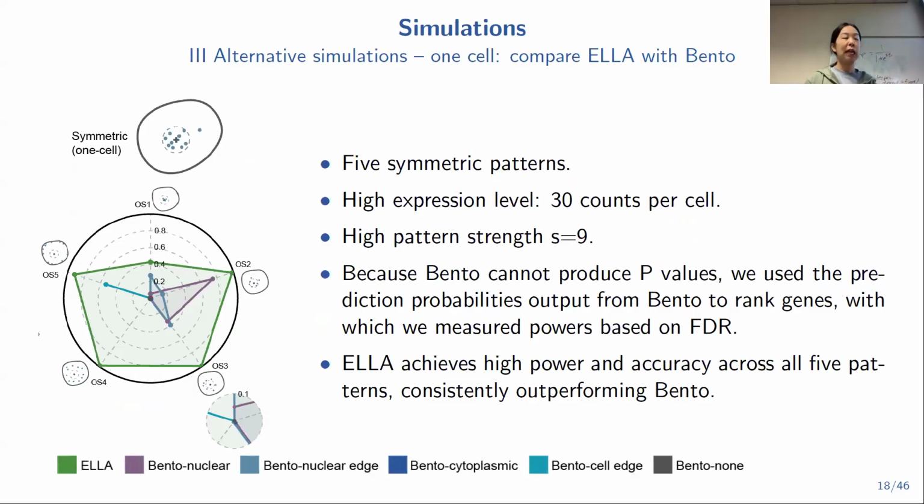But what if we just have one cell and we have a good signal-to-noise ratio? So we also compared our method with the existing methods in the setting where we only have one cell. We can see that if we only have one cell and our signal-to-noise ratio is good, we can have good power without working on multiple cells as well. So that's about this simulation setting.